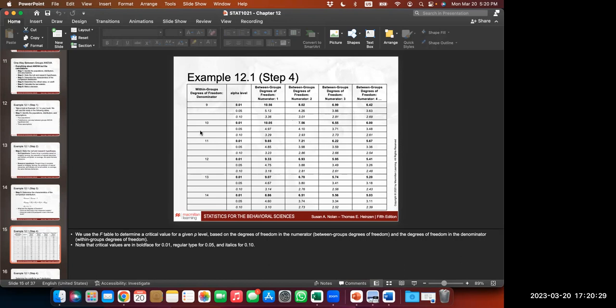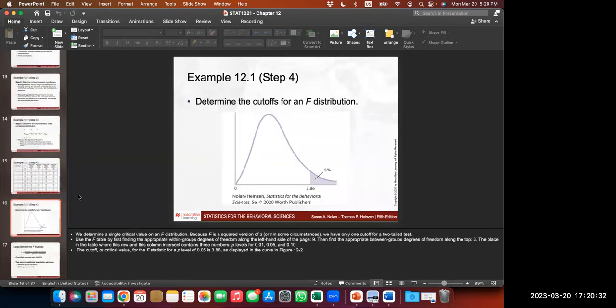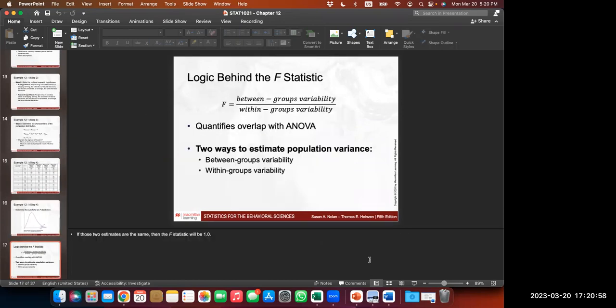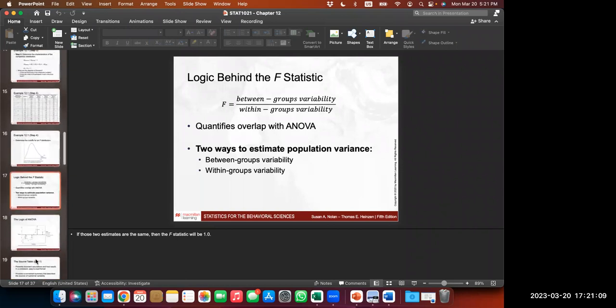The F-score table here looks a little different, but it basically presents in the same format as the one I provided you with. Basically, we have a unimodal right-skewed distribution with a critical F, and that critical F is 3.86. Everything beyond that is the alpha. Next we need to quantify our F. Again, we have between groups variability and within groups variability.